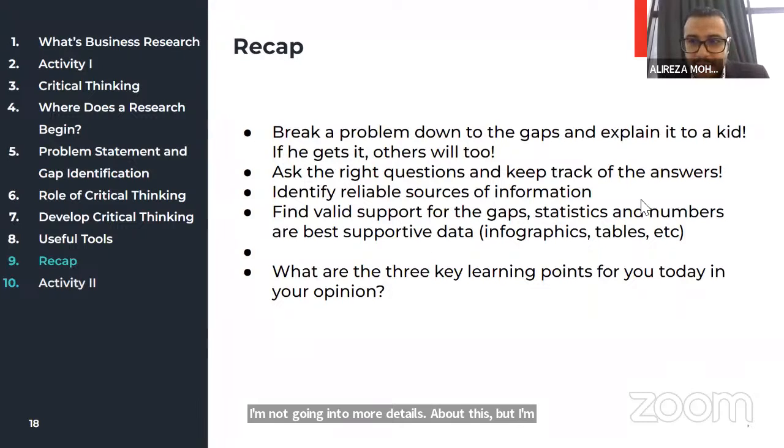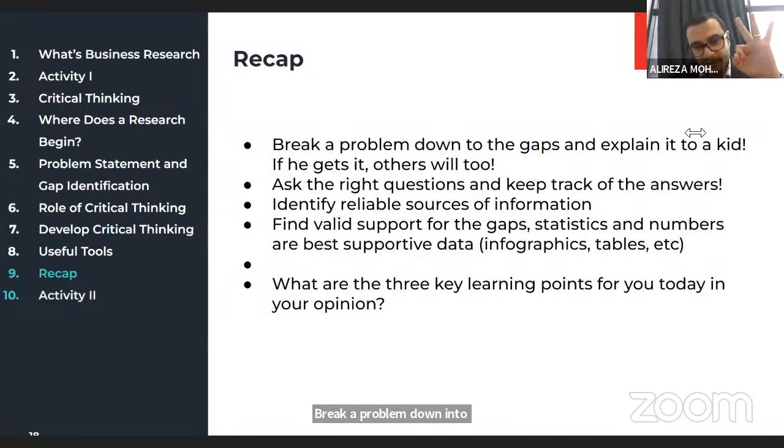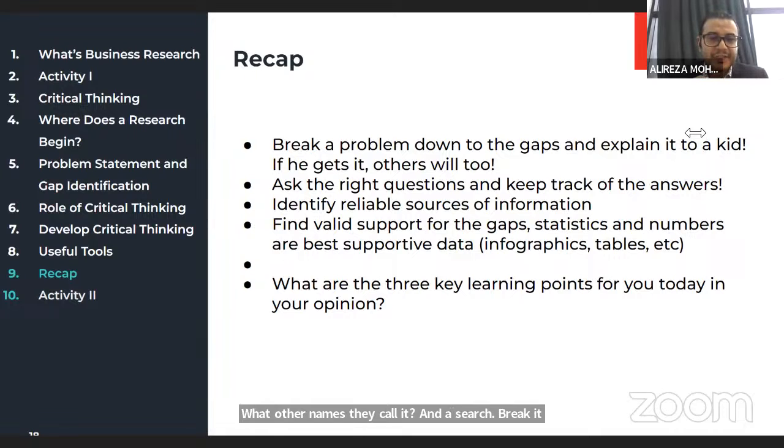So to recap what we talked about today, break a problem down into the gaps, the 3 gaps we discussed. Gap in practice, gap in industry or market, and gap in literature. They also call it gap in research, gap in knowledge. Break it into the gaps, explain it to a kid. If the kid gets it, others will too.